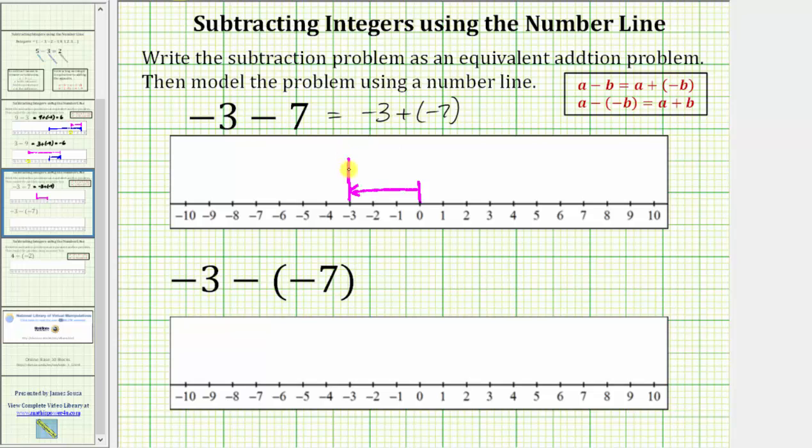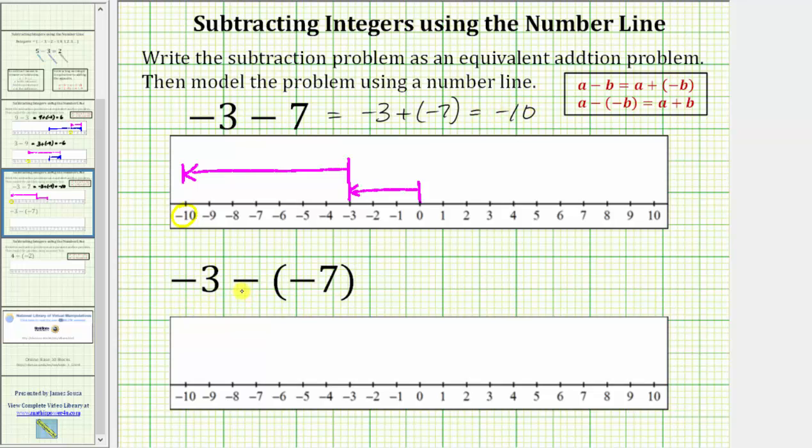From here we move left 7 units to negative 10 on the number line. Negative 3 minus 7 equals negative 10, and so does negative 3 plus negative 7.